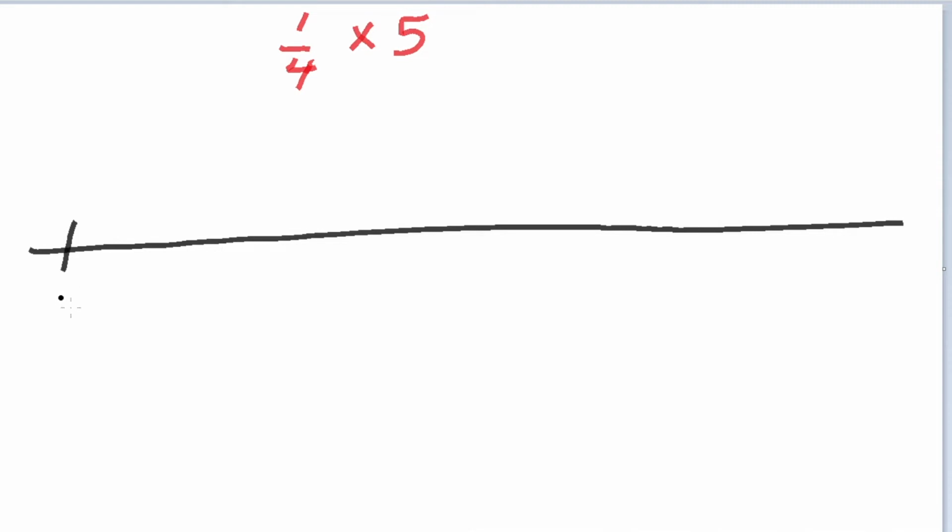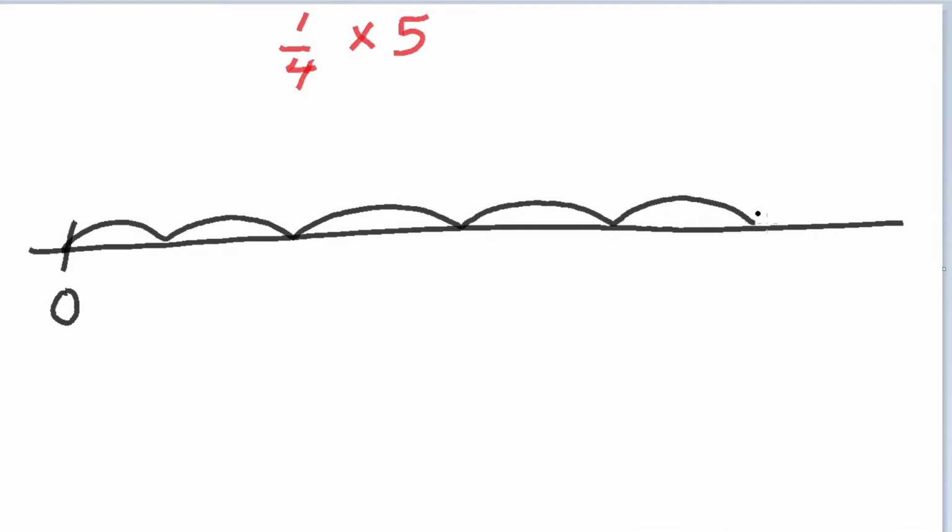I'm going to put a line in here and put 0. And I'm going to go ahead and do these little leaps across the number line to show that I'm going to skip count 5 times. So here we go. 1, 2, 3, 4, 5. And we're going to stop right there because that's what our answer is going to be in this location here. So then I'm going to label here up top. We're going to be adding 1/4 each time, or skip counting by 1/4 each time.